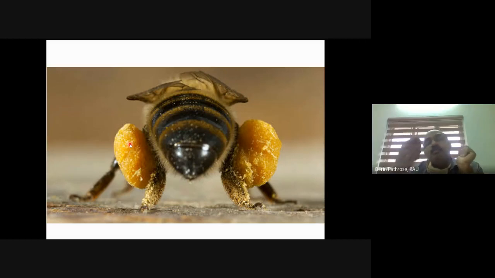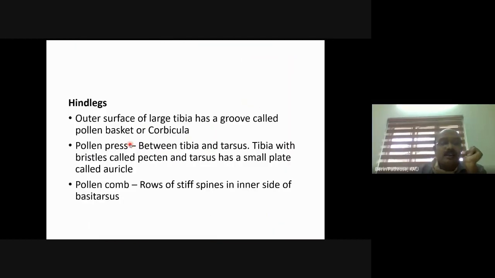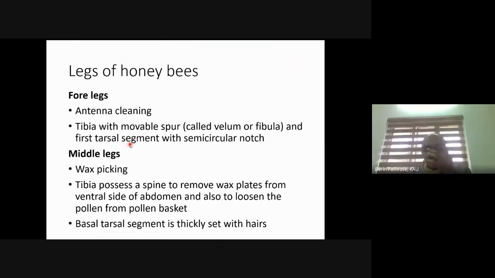So for that picking purpose, it uses the spines in the mid legs, the wax picking spines. And the basal tarsal segment is having numerous hairs, as with almost all the body parts.